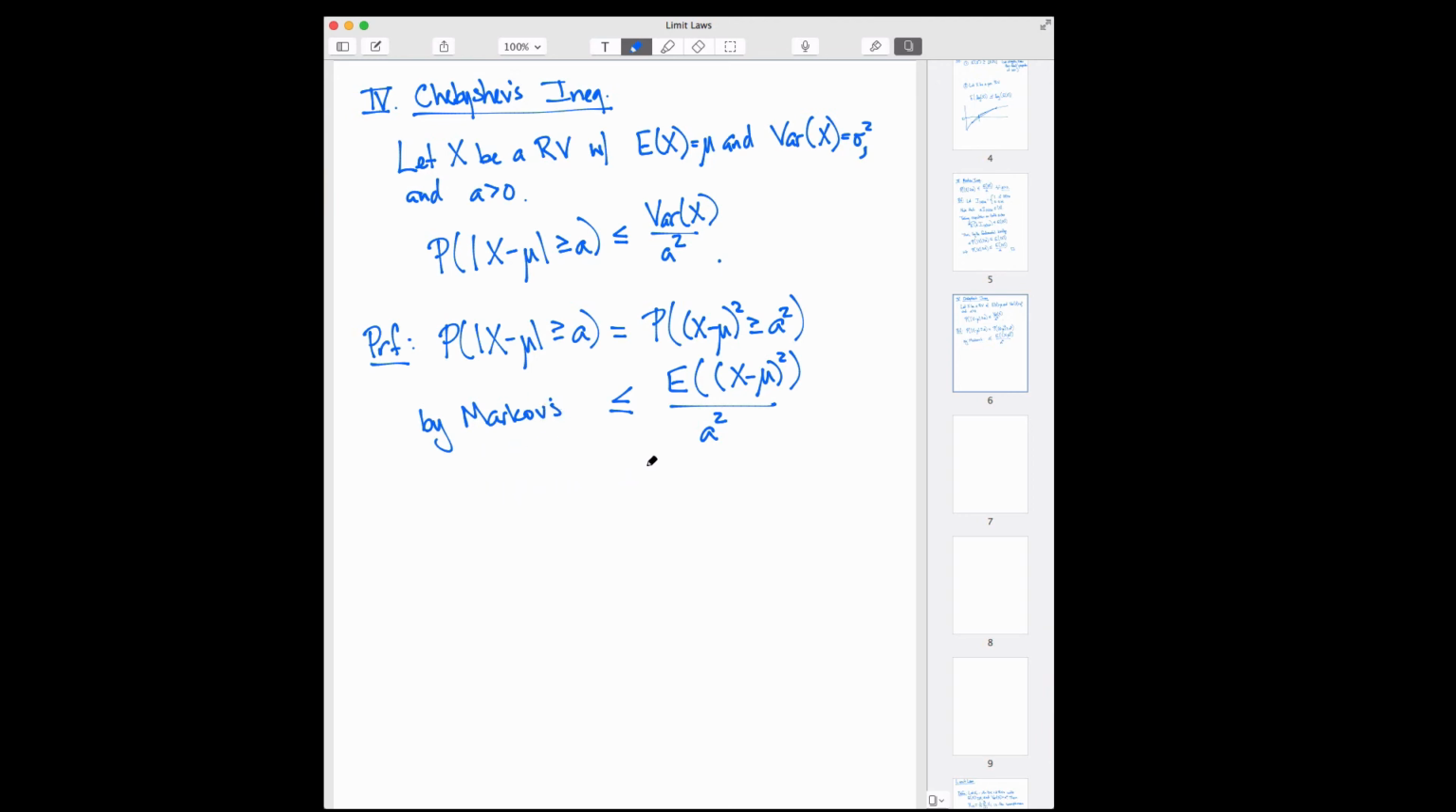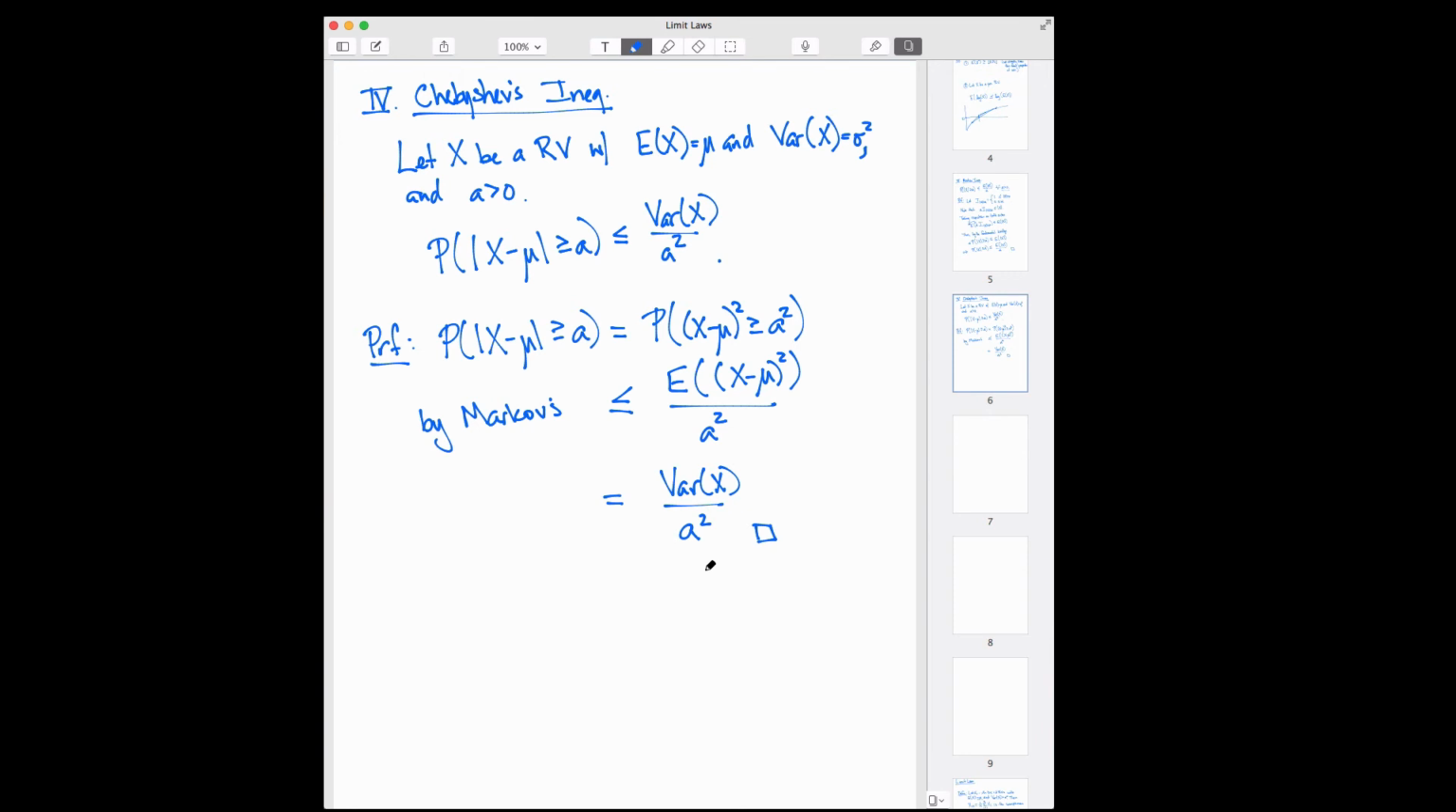And then all we need to do is remember what the definition of variance is. Well, the variance is the expected value of the squared difference of x and its mean. So this becomes the variance of x divided by a squared. And so we've established Chebyshev's inequality.